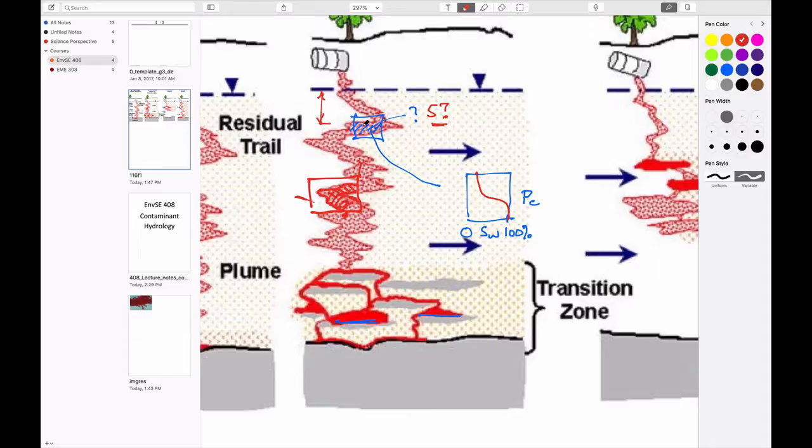So we have a little representative elemental volume. It has a lot of white space in it, which would be water in this particular case, and a bit of red stuff in it, which means that some of the pore space is filled with the NAPL, but probably not 100% filled. And so we would be at some saturation which is not really 100% water saturated, but maybe, I don't know, maybe 80% water saturated. So we'd be somewhere here.